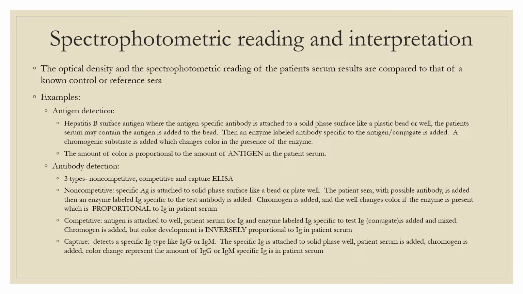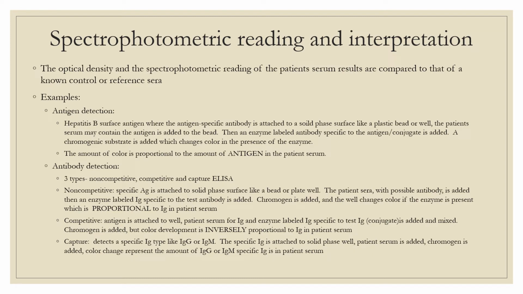So our non-competitive enzyme immunoassay takes place when a specific antigen is attached to a solid phase surface, such as a plastic bead or microtiter well. This patient's serum, which could contain antibodies such as cytomegalovirus IgG or human immunodeficiency virus, is added to the solid phase surface, followed by an enzyme-labeled antibody specific to the test antibody. The added chromogen substance changes the color if the enzyme is present.